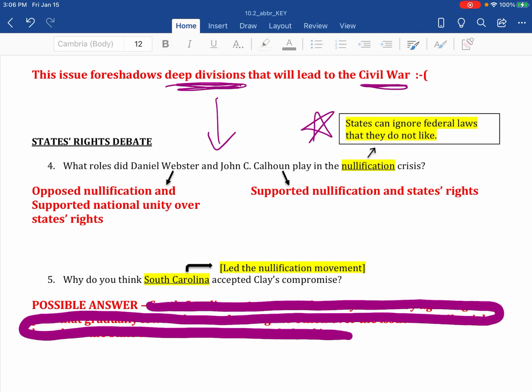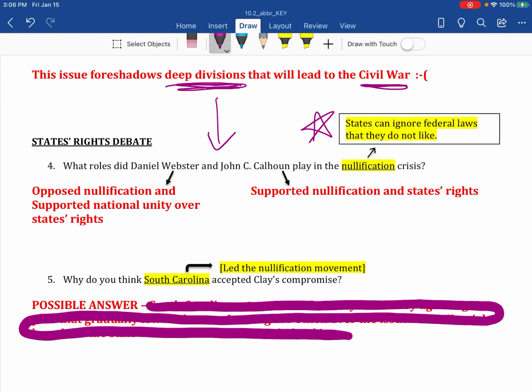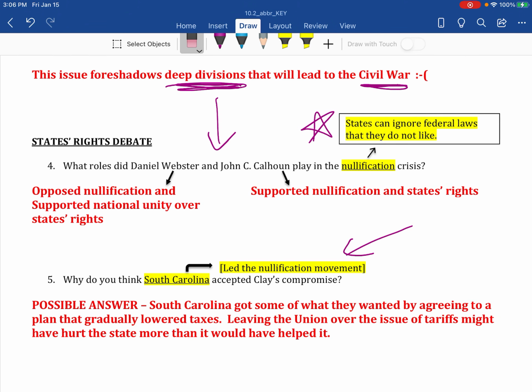Please know, although I can't remember if this is on your notes or not, make sure you add this if it's not there. South Carolina did lead the nullification movement. You should know that. So why do you think South Carolina ended up accepting Clay's compromise? This is kind of like an opinion. It wouldn't be on a quiz or anything, but I put South Carolina got some of what they wanted by agreeing to a plan that gradually lowered the tax.